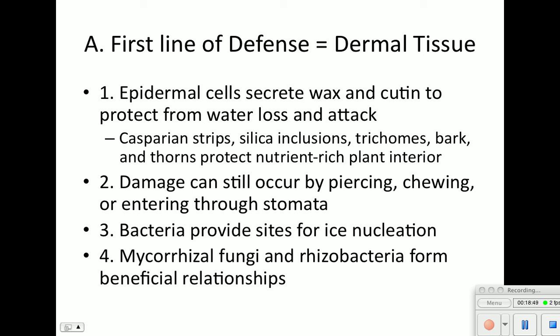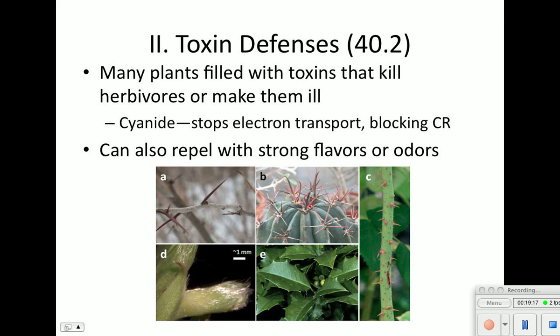But damage can still be done by piercing or chewing or entering through the stomata, the underside of the leaf. We also have bacteria that provide sites for ice nucleation. So the plant can have frozen spots on it, or ice can develop and kill cells. We have mycorrhizae, fungi, and rhizobacteria that can form beneficial relationships. So not all fungi and bacteria are bad. Some of them are actually good.